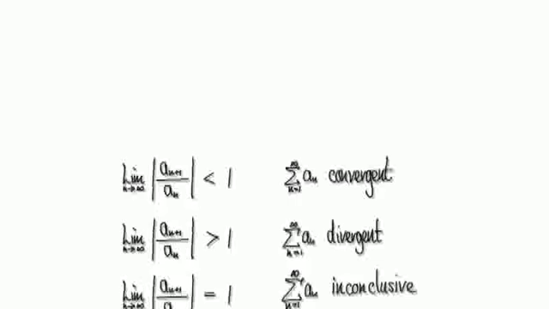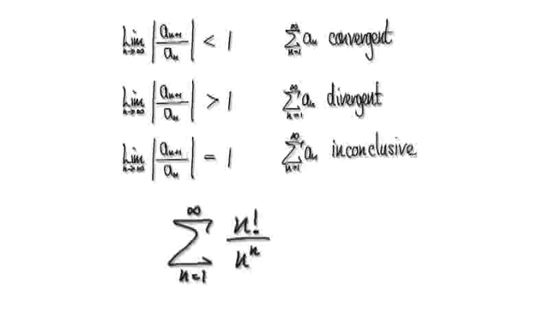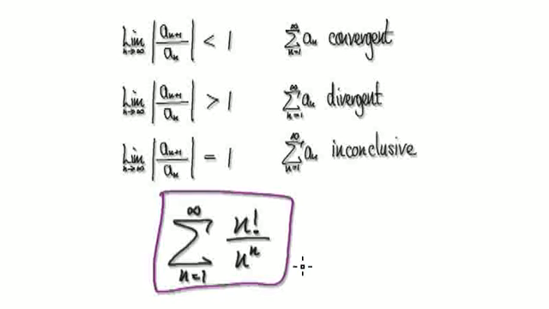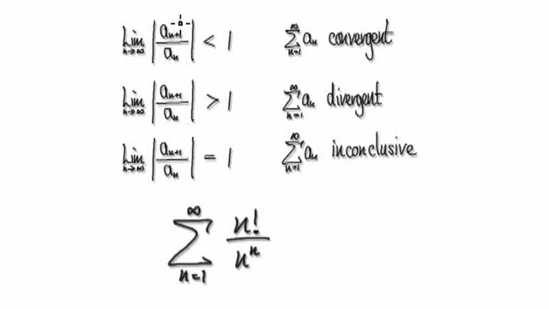Okay, let's give you guys another example. In this video, we're going to use the ratio test to determine if this series will converge or if this will diverge. To do this, we need to get a_(n+1) divided by a_n.